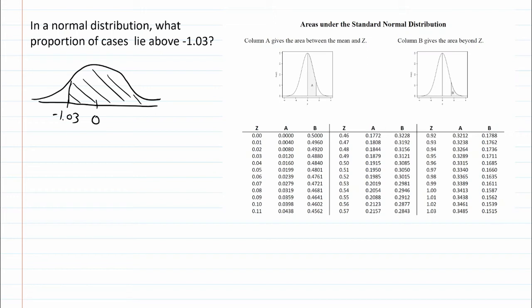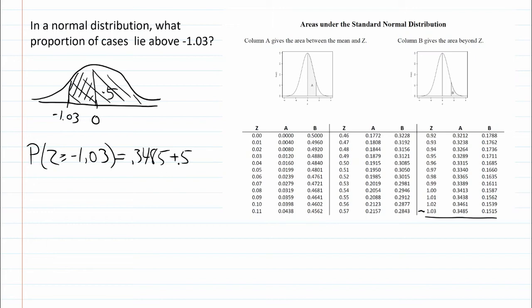So I'm going to look up a positive 1.03 in the table, and I have it here in the last row. And I'm going to use column A this time because I'll start with the area between the mean and z, and in this case it's going to be 0.3485. So the probability that z is greater than or equal to negative 1.03 is going to equal 0.3485 plus 0.5. Now I'll get the 0.5 because that's this part here. All the area above the mean is 0.5. And so my answer is 0.8485.